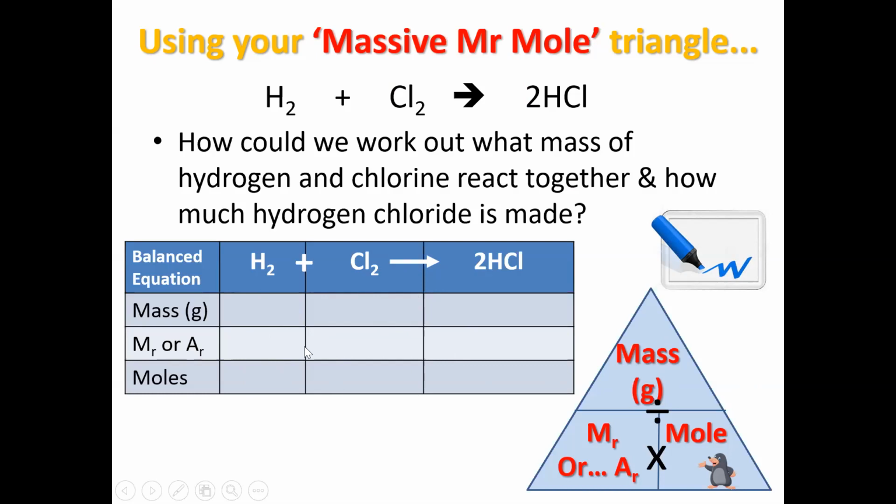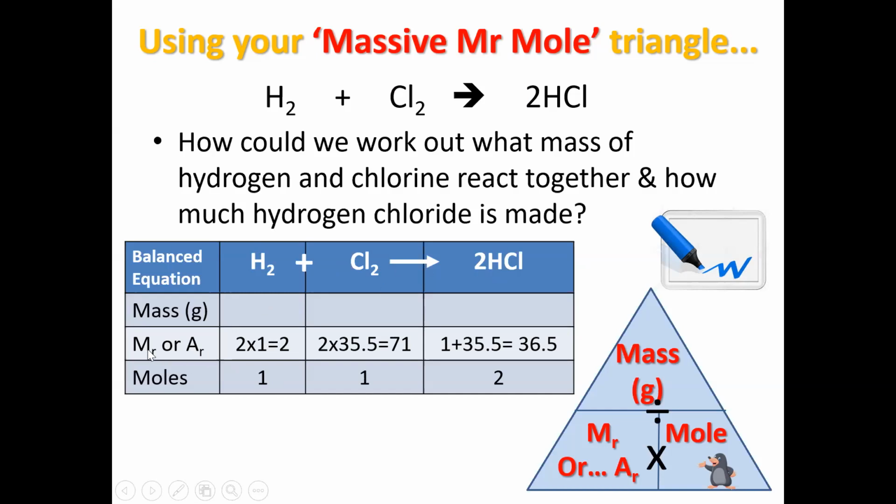So the first row to do, and again you'll need your periodic table for this, is to work out what the relative formula masses are for hydrogen, chlorine, and hydrogen chloride. Now you can see that this is your molar ratio. So you can see you've got 1 mole of hydrogen, 1 mole of chlorine, 2 moles of hydrogen chloride.